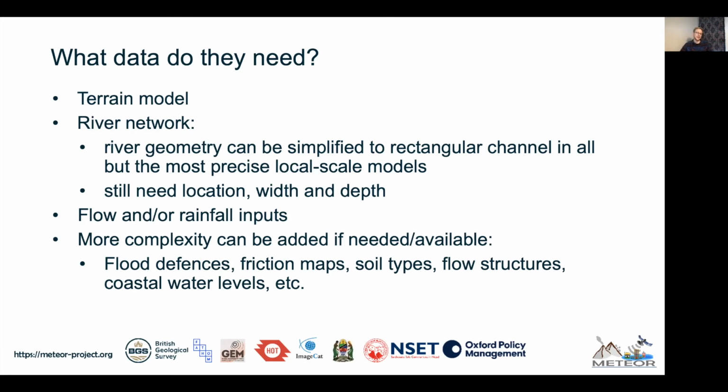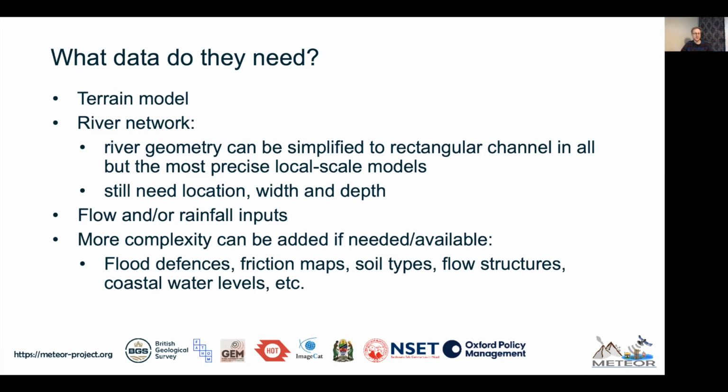You also clearly need to know how much water you're putting into the model, whether it's going into that river channel or whether you're actually simulating a rainfall event. You still need to characterize that. Those are the basic inputs that are required. Obviously, you can and often do add more complexity if it's needed or if the data is available. So this can be things like flood defenses, friction maps, soil types, flow structures, coastal water levels, etc. There's quite a long list of things that you can add to these models if you want to.